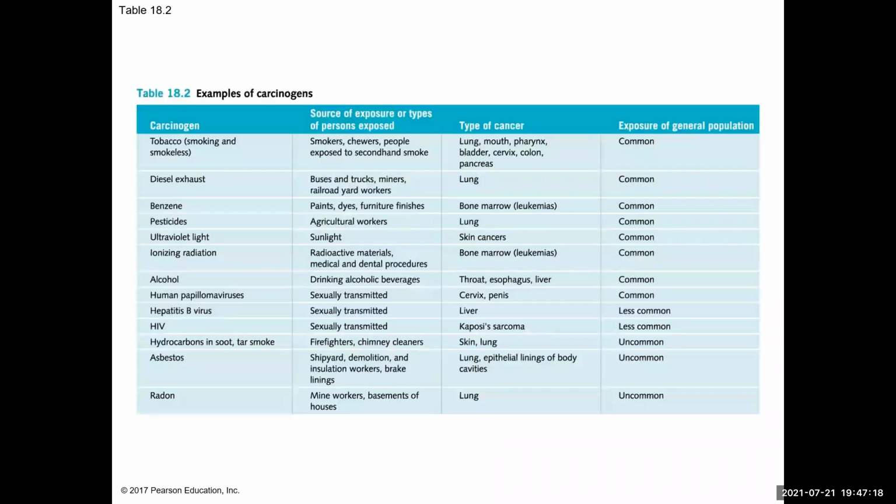So here's a list of examples of carcinogens, like tobacco, pesticides, alcohol, etc., where you could get those in terms of sources, what type of cancer it could lead to, and whether it's common, uncommon, or less common. You don't have to memorize this table. It's just something for you to look at as an FYI.